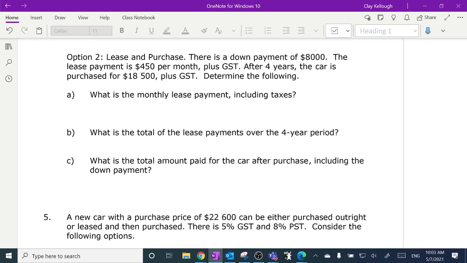Now, how much does it cost me for option 2? I lease it for 4 years and then I buy it. Okay, so my lease payments are $450 per month plus GST, so that's 450 times 1.05. So 450 times 1.05 is $472.50.